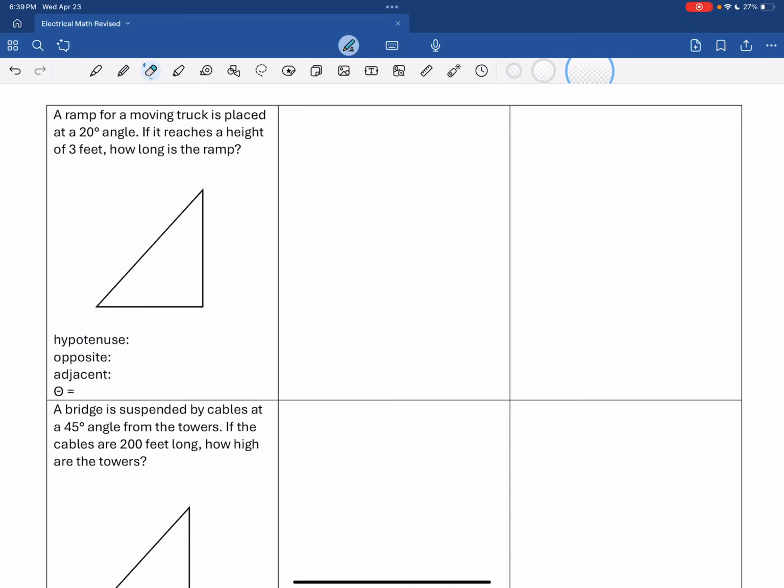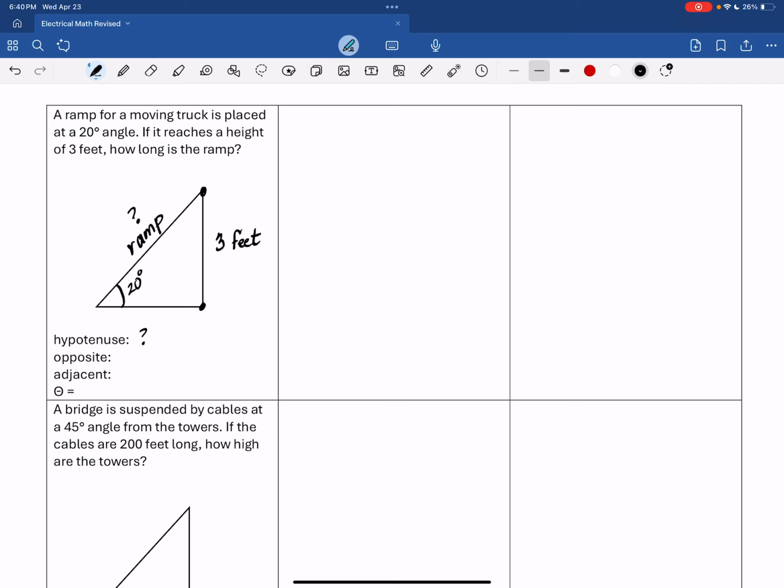We are on the last page, page 108. A ramp for a moving truck is placed at a 20-degree angle. If it reaches to a height of 3 feet, how long is the ramp?